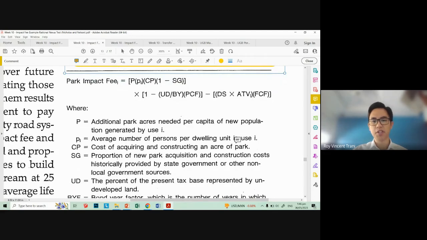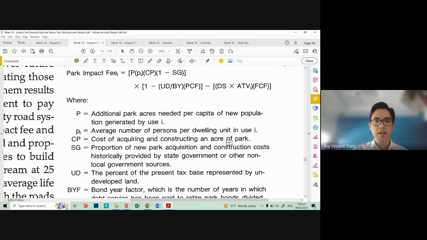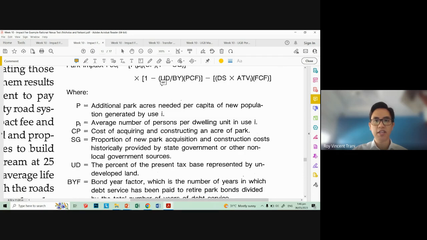SG being the proportion of new park acquisition and construction costs historically provided by state government and other non-local government sources. So the idea is you gather up all the costs for creating a new park, like how big the park should be, multiplied by how many people will be using that park, and then you multiply it with the proportion of new park acquisition and construction cost. Then once you have those figures, you multiply it again by 1 minus UD, the percentage.